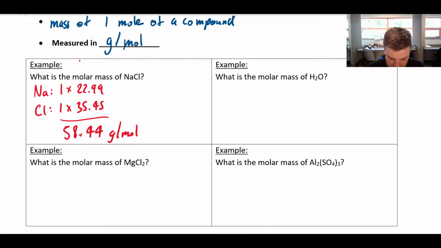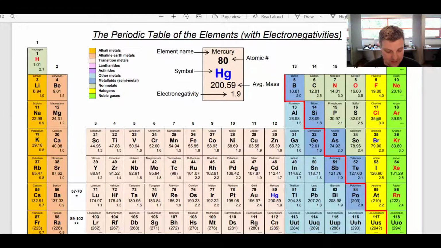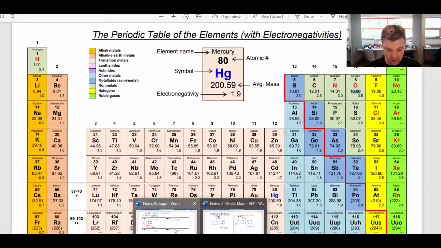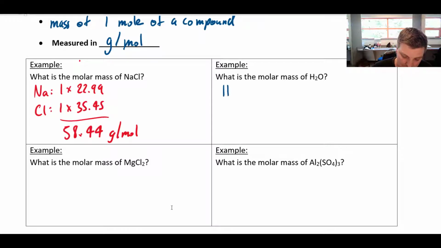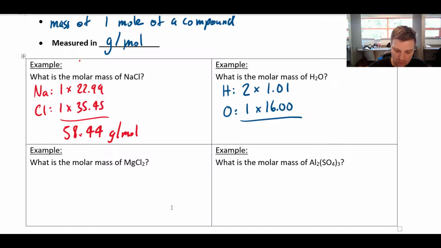Okay, so let's try this now with H2O. So again, I'm going to jump back to my periodic table over here, and I see that the molar mass of hydrogen is 1.01 and the molar mass of oxygen is 16.00. And so I'm going to say, okay, I've got my H's and I've got my O's. There's 2 hydrogens and they each have a mass of 1.01. And there's 1 oxygen with a mass of 16.00. So don't forget to multiply that by 2 before I add them together. And it's going to add up to 18.02 grams per mole.